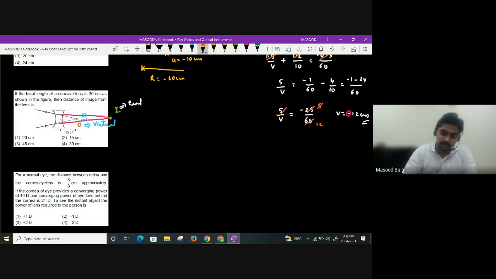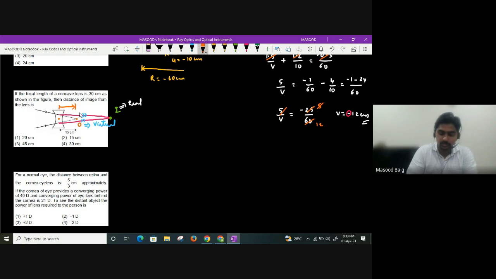Where should the measurements be taken? In case of a lens, it should be taken from the optical center, guys. So if the focal length of the concave lens is 30 centimeters, they are asking for the distance of the image. Do I know the object distance? Yes, I know the object distance. All the measurements should be taken from the optical center.